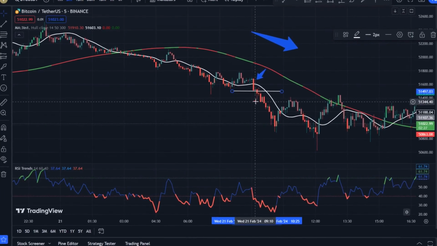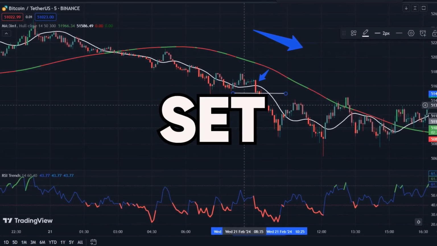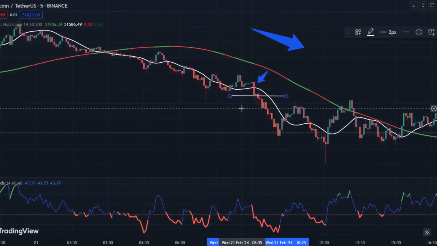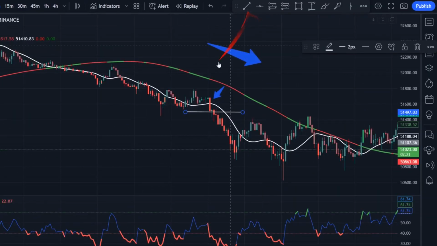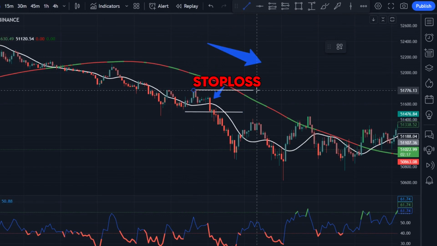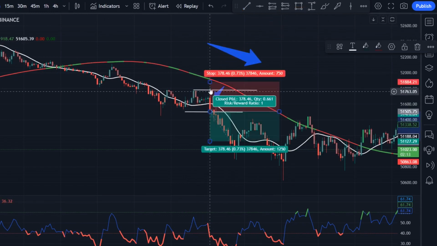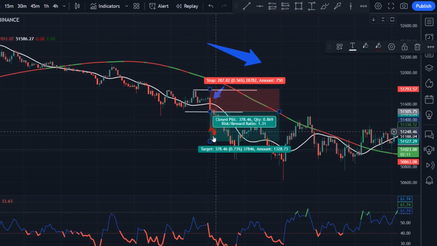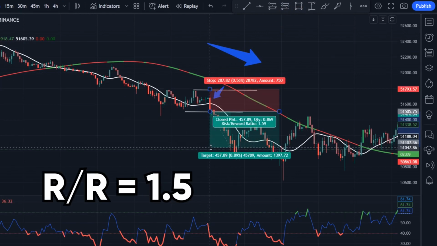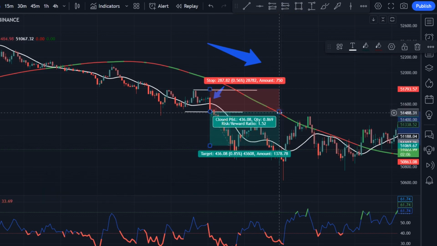To comply with risk management rules, be sure to set a stop loss for this strategy. I recommend finding the last swing high and placing the stop loss above it. For the take profit, we can consider a risk to reward ratio of 1 to 1.5 and wait for the trade to close with a profit.